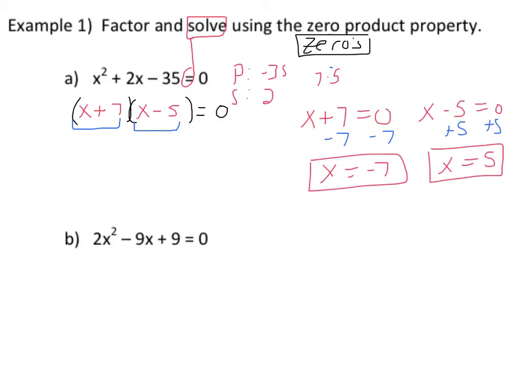The second one, we have a little bit more work in the factoring end of it, but still the same. We're looking for two numbers that have a product of 18 and a sum of negative 9. Now we're going to factor this by grouping and not guess and check to practice that process. So we have 18 times 1, 6 times 3, 9 times 2. The one that adds up to 9 would be 6 and 3.